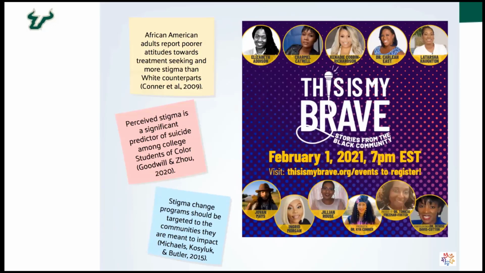So the first one I'm going to show you is Stories from the Black Community. There's just some statistics on this slide suggesting that this is an important program. African American adults report poorer attitudes towards treatment seeking and more stigma than white counterparts. Perceived stigma is a significant predictor of suicide among college students of color, and stigma change programs should be targeted to communities that they are meant to impact.